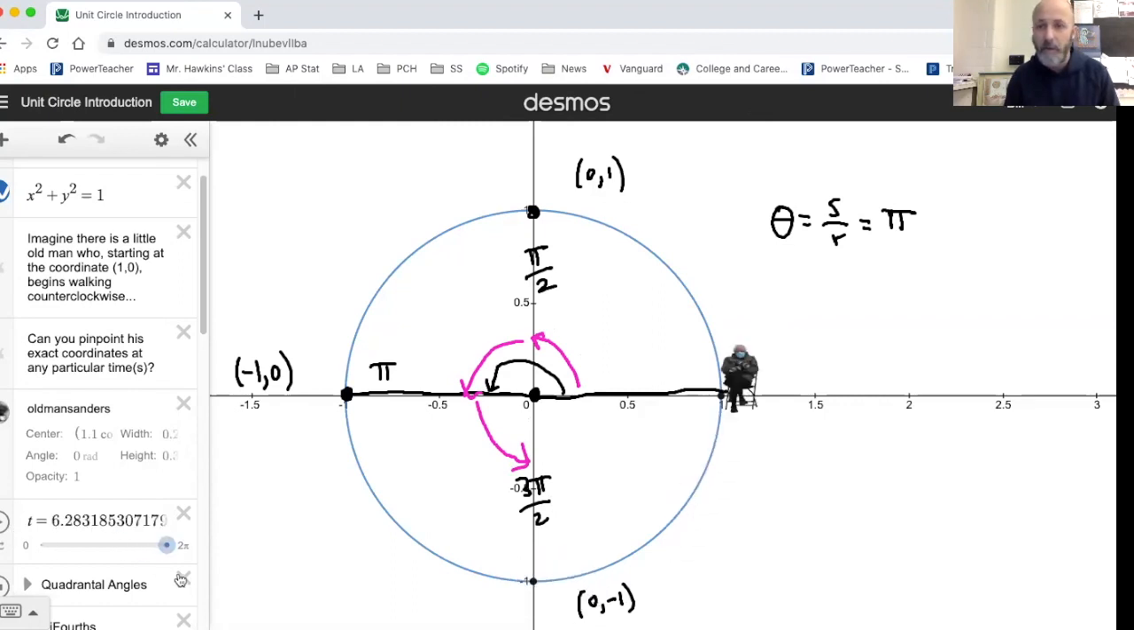When I bring the little old man back where he started, I could think about this angle that's formed either as an angle of 0 radians and a coordinate of 1, 0, or I could think of it as 2 pi radians because the little old man has taken a full trip around the circle. All right, so those are our first 4 coordinates on the unit circle. Let's get back and derive a few other coordinates.